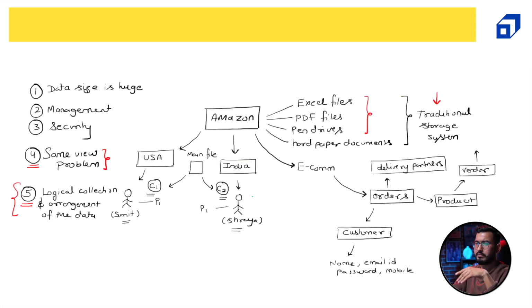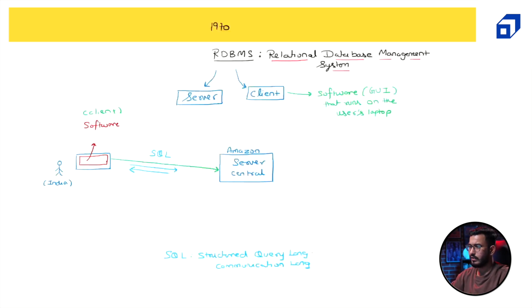So my problem number 4, which was over here, is resolved. So I'll write tick, it's done. But what about this problem, the 5th problem? How the data is logically arranged. Now this is what the architecture of RDBMS is. If we try to understand the architecture of RDBMS, it is very simple.